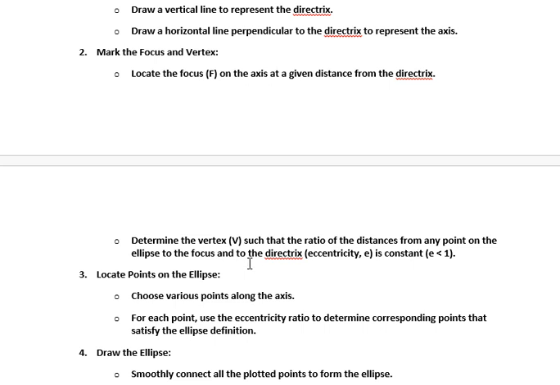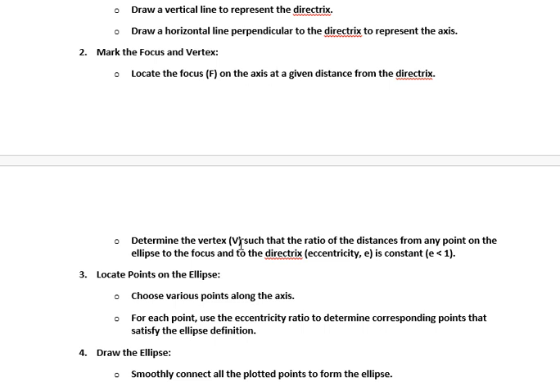Next, you have to determine the vertex such that the ratio of distance from any point on the ellipse to the focus and to the directrix is constant. That is the eccentricity. If it is an ellipse, the vertex has to be evaluated based on the eccentricity ratio. For an ellipse, the vertex will come somewhat closer to the focus than the directrix. If you take some distance between directrix and focus, say for example 100 mm, the vertex point will come closer to the focus.